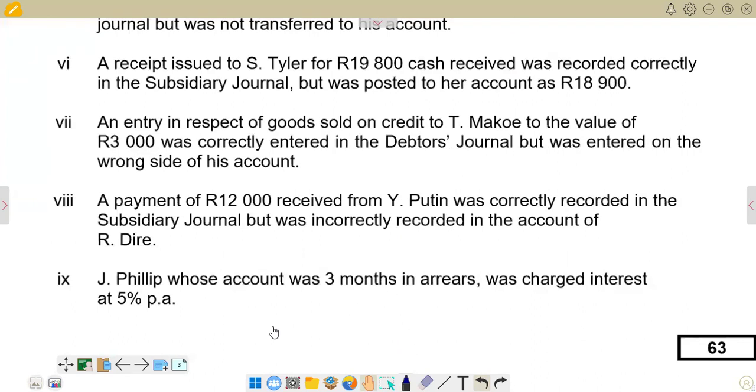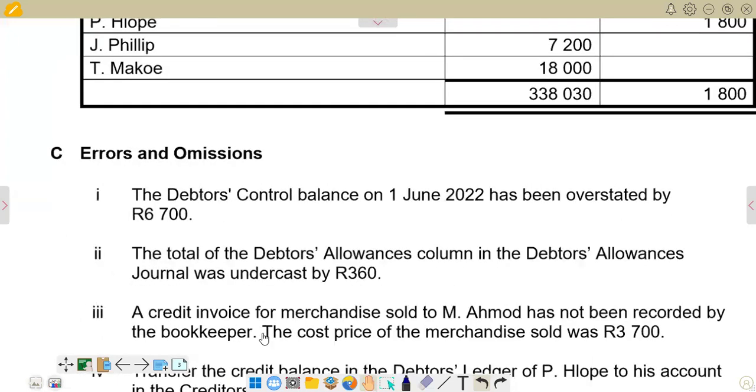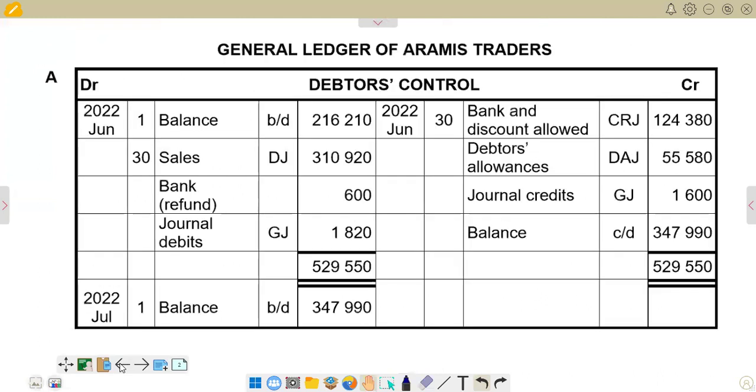Now if you go to the other section, we are going to start with our debtors control. Basically, we are going back to the question to see what opening balance we are given in the debtors control. The opening balance that we are given there is 216,210. This is the figure that we are going to start with. But before you enter this figure, you go to the additional information to see if there is any correction that needs to be done to the opening balance, that is the balance b/d.